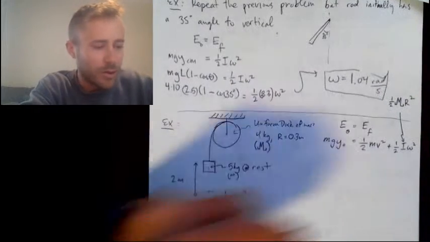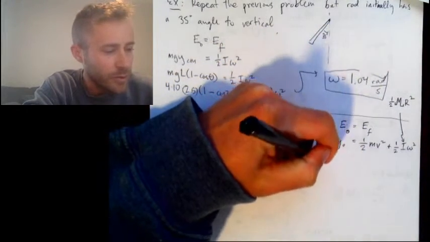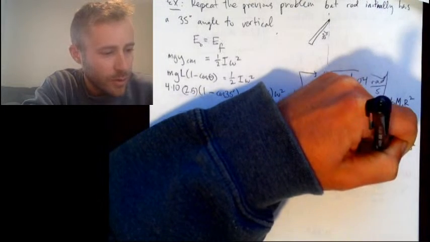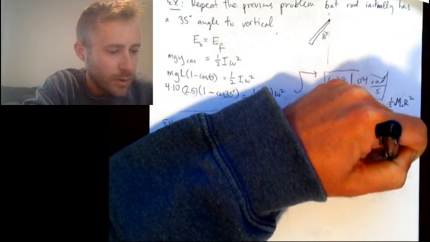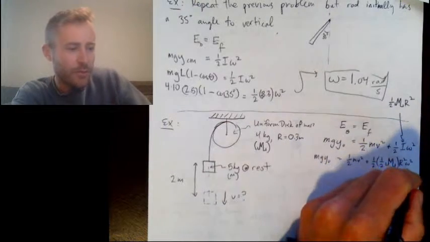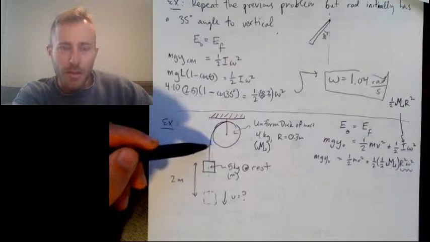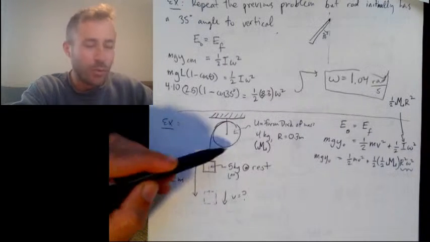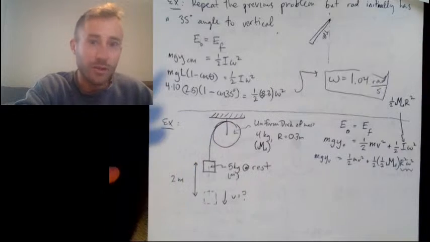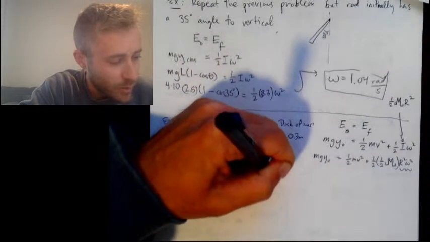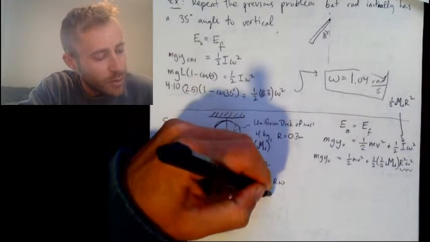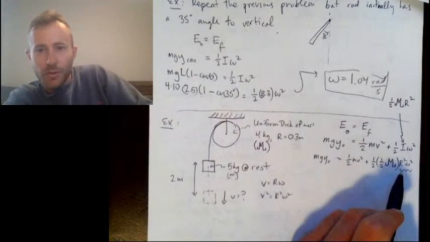Okay, so going to the next line, I'm going to plug that in. So I have mgy0 equals 1/2 mv squared plus 1/2 times 1/2 M times r squared omega squared. Now I kind of separated out r squared omega squared. Because just like rolling, this spool is unwinding. The speed at which the spool unwinds is related to how fast the mass is dropping, according to the usual relationship, which is v equals r omega. It's the exact same equation as you get when something is rolling, which means that v squared equals r squared omega squared. So I can see I have r squared omega squared right there.